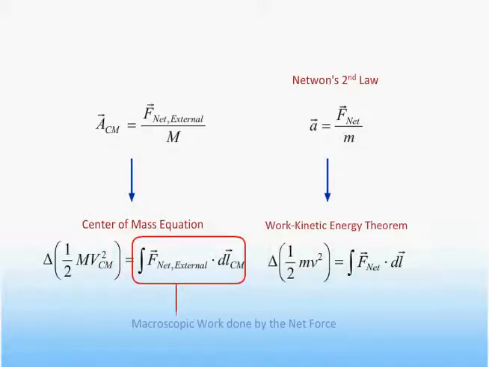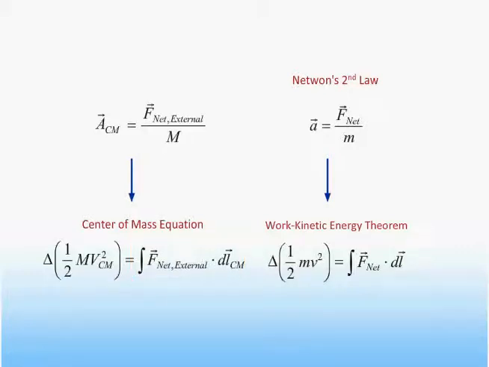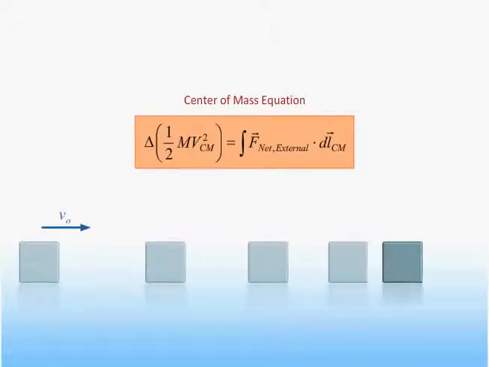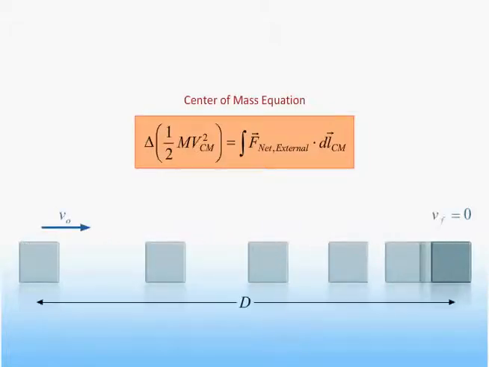We define the right-hand side of the equation as the macroscopic work done by the net force. This macroscopic work is calculated as if all forces were acting on this particle located at the center of mass. We can now see why we did not need to worry about the microscopic work done by the kinetic friction when we were calculating the motion of the box skidding to a stop in the last pre-lecture.